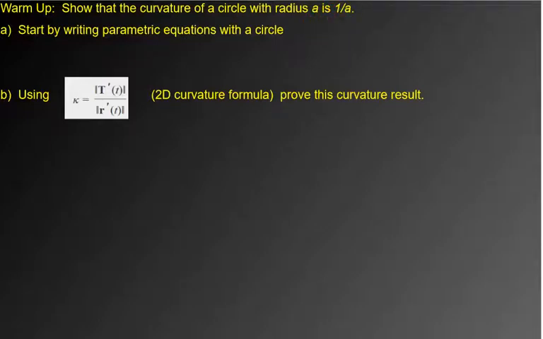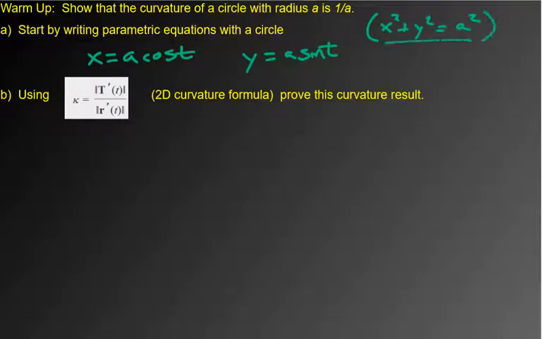So to start off, we have to write the parametric equations for a circle. The way we do that is x equals a cos t and y equals a sine t. If you just do out x squared plus y squared, you'll see that it equals a squared. This is the circle of radius a, so these are the parametric equations we use. Basically we're going to use the 2D curvature formula and crank this out and show that we get 1 over a. It's going to equal 1 over a.